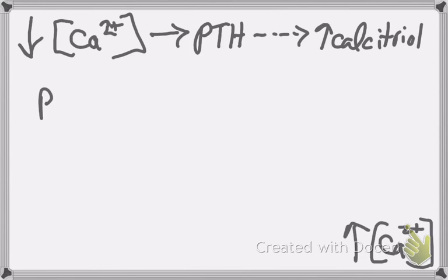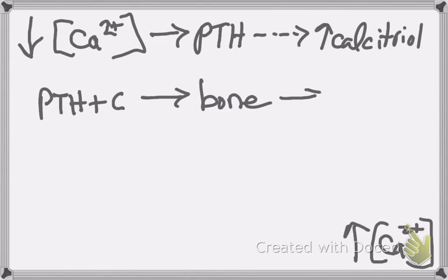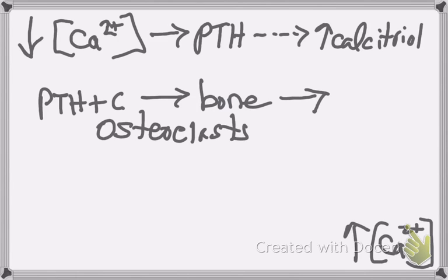And together, these things will talk to the bone. What are they going to tell the bone? Let my calcium go. Let me have it. Okay? So which cells do that? The clasts. And so you break down bone, and that releases calcium to the blood.